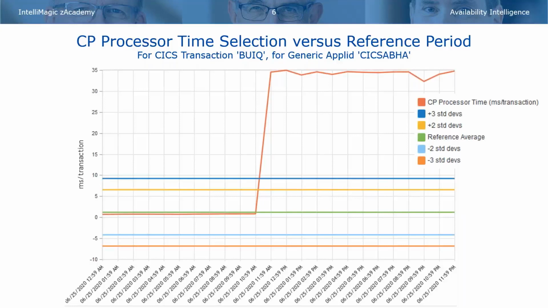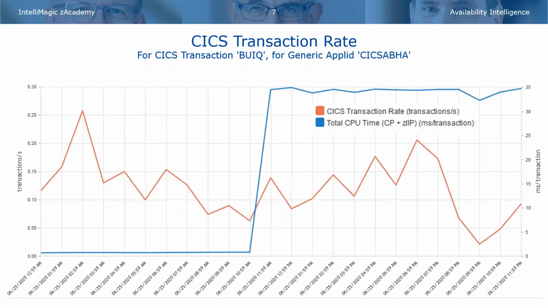So now that change detection has alerted us, we'll use the rest of the capabilities of IntelliMagic Vision to investigate this issue. As John mentions, first thing here, CPU now is actually in blue and the tran rate is in red, and we can see the tran rate didn't change materially, so that's really not the driver here. The tran rate is modest anyway, but that was not the issue.